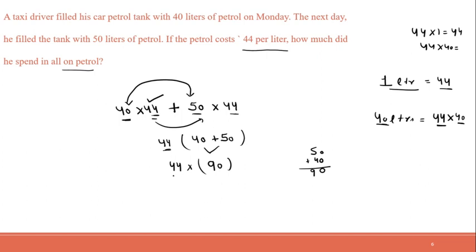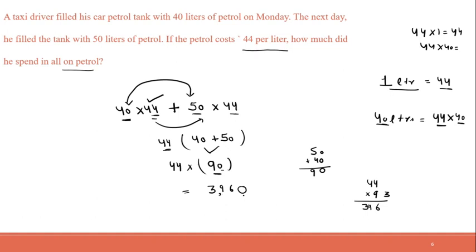That means the cost of 1 liter of petrol is 44, and in total he bought 90 liters. So how will we find the cost of the petrol? We'll just multiply these two. To multiply 44 with 90, we'll write a 0 here because of this 0, and multiply 44 with 9. 9 into 4 is 36, 6 here, 3 extra. Then 9 into 4 is 36 again, plus this 3, 39. So the cost will be 3960.